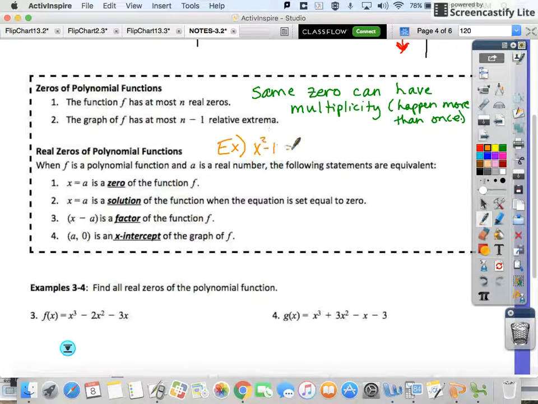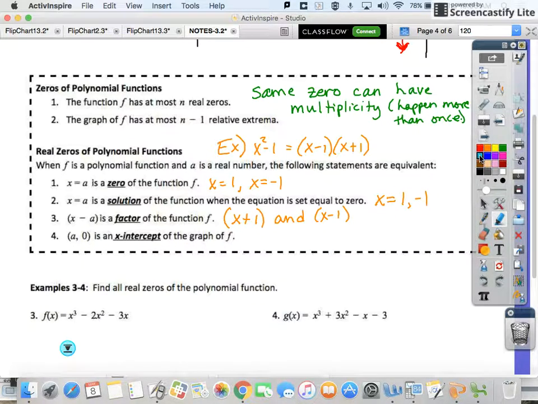So x squared minus 1 is like x minus 1, x plus 1. Here your zeros would be 1 and negative 1. It says x equals a is a solution of the function when you set it equal to 0. So again, x equals 1 or negative 1. x minus a is a factor of the function. So your factors are x plus 1 and x minus 1. These are called factors. These are solutions or zeros. Tomato, tomato, they really mean the same thing. Zeros and solutions, they're the same thing. Factors are these, where you break it into the parentheses.